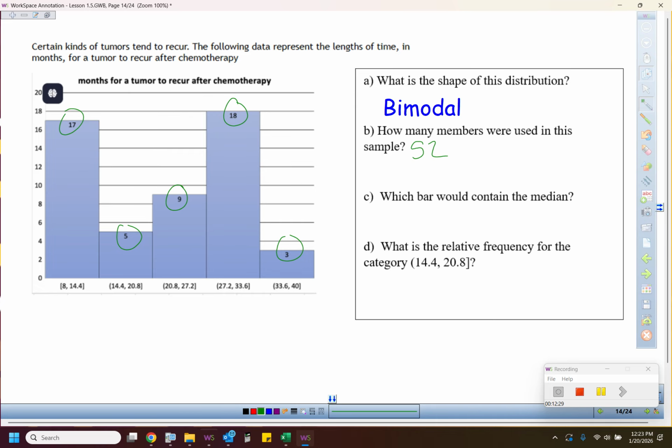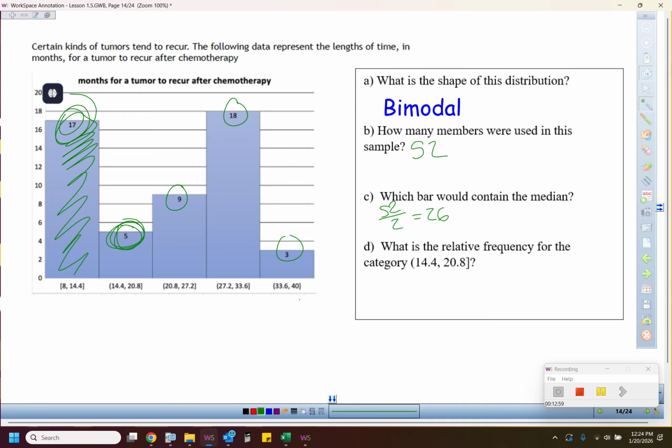52? Cool. Which bar would contain the median? What do you do to 52? If there's 52 total, to find the middle, you do what to that? Cut it in half, right? So we're going to go look for the 26th one. If I do 52 divided by 2, I get 26, but that's not the answer. Here in this bar, there's 17 different items in there, because you see how that's at the top. I didn't get to 26. I add up 5 more.